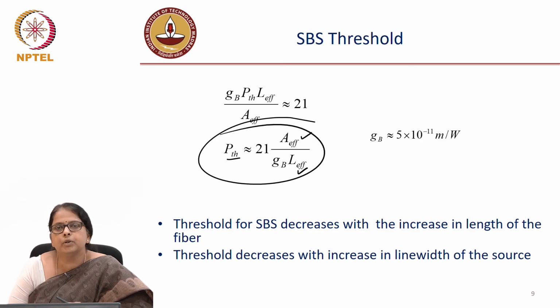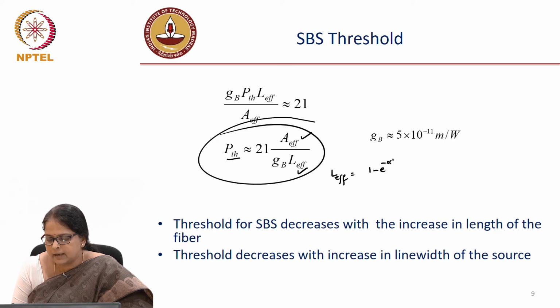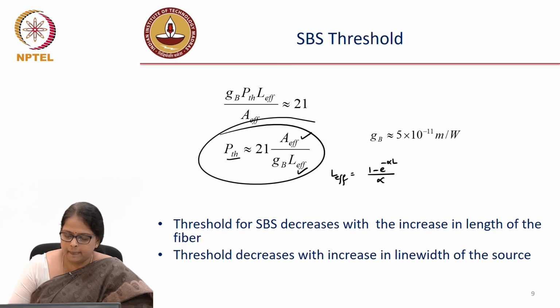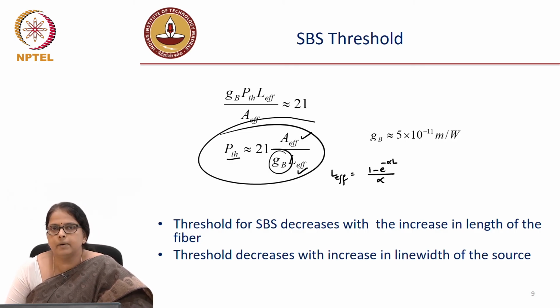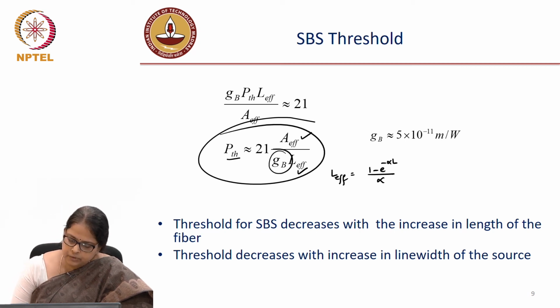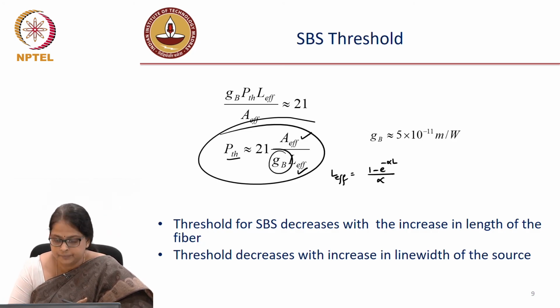It is inversely proportional to the effective length. We already defined what effective length is. Effective length is (1 minus e to the power minus alpha L) divided by alpha, where L is the physical length of the fiber. The value of gB is roughly about 5 times 10 to the power minus 11 meter per watt. It means that as you increase the length of the fiber, the threshold actually decreases. So you will have the stimulated process happening at lower powers.